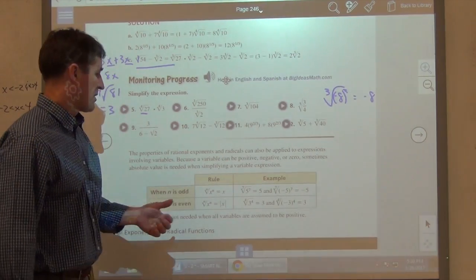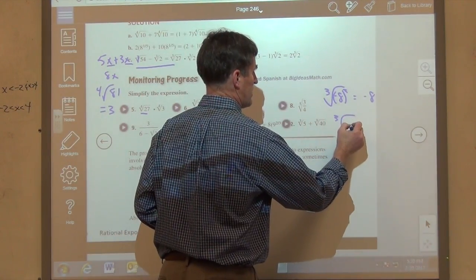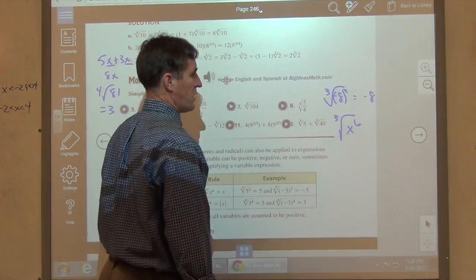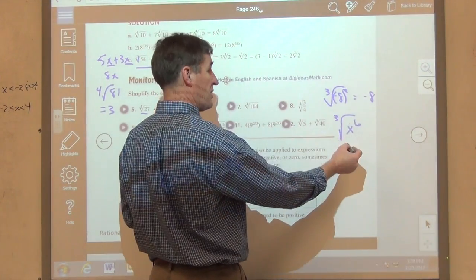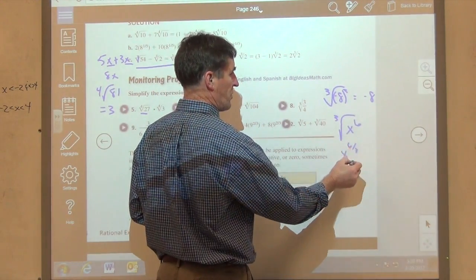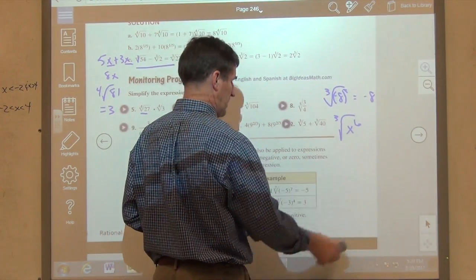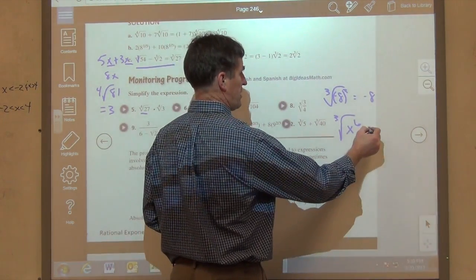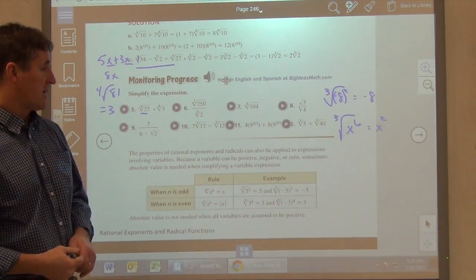We have problems sometimes when it's a variable. When it's like this, you could rewrite it and go 6 over 3, but you can just divide this if it's divisible. And so that would be x squared. I don't need to worry about it if it's negative, because the negative takes care of itself.